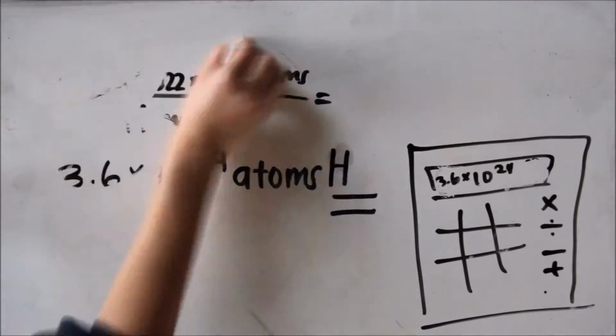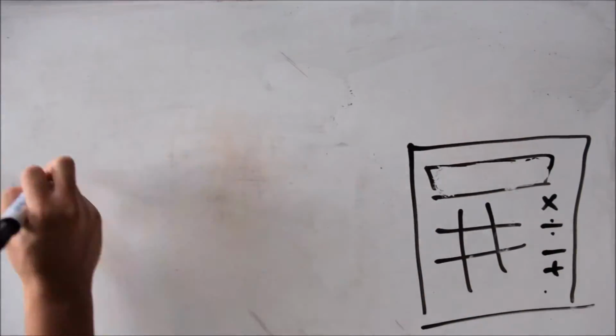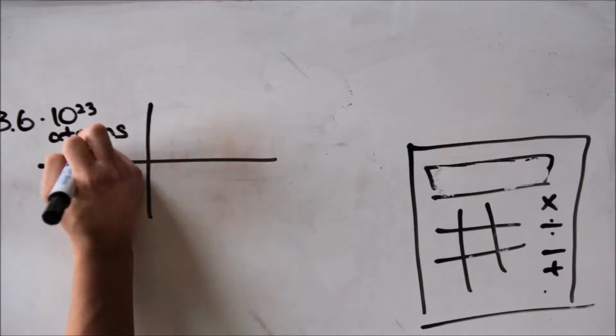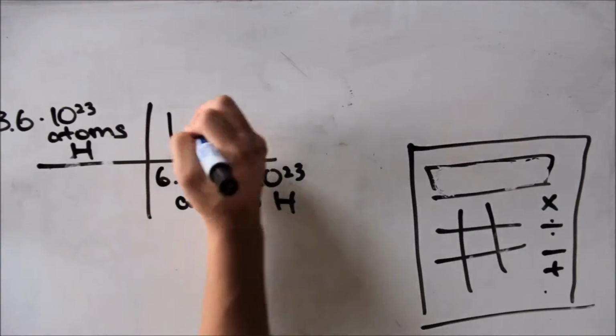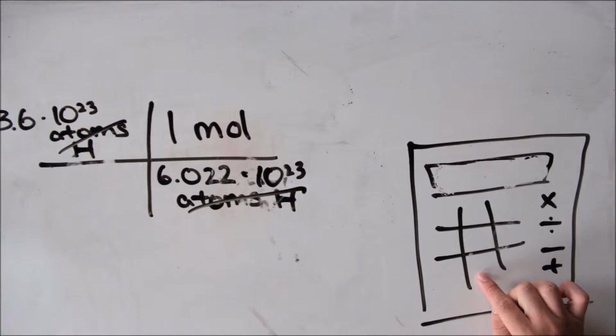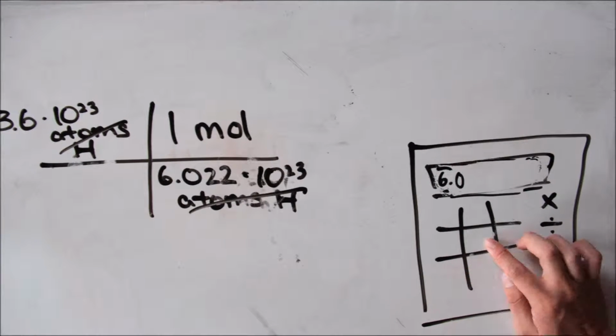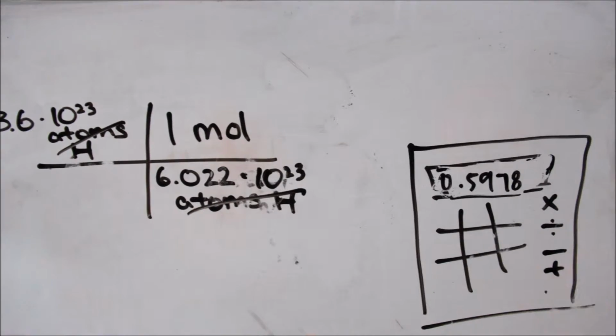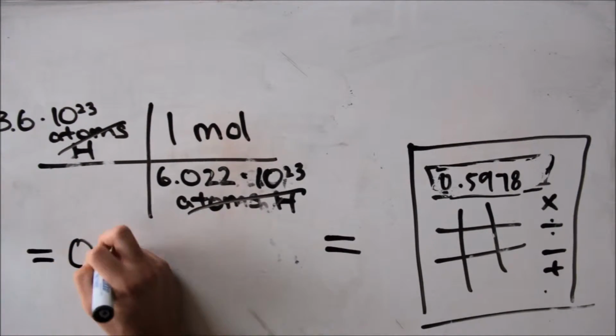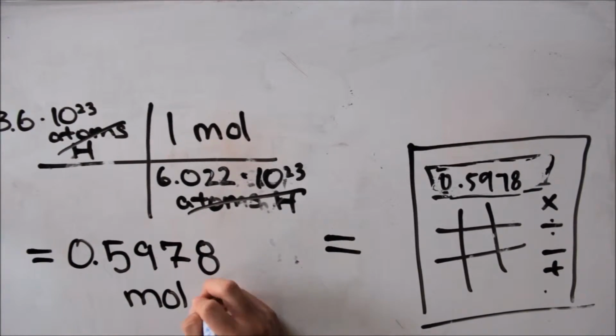Now let's do this in reverse. Write down what you were given, 3.6 times 10 to the 23rd, and across, write down Avogadro's number. You know that Avogadro's number is equal to 1 mole. Now multiply the top numbers together, then divide by the bottom. This should get you 0.5978 moles of hydrogen.